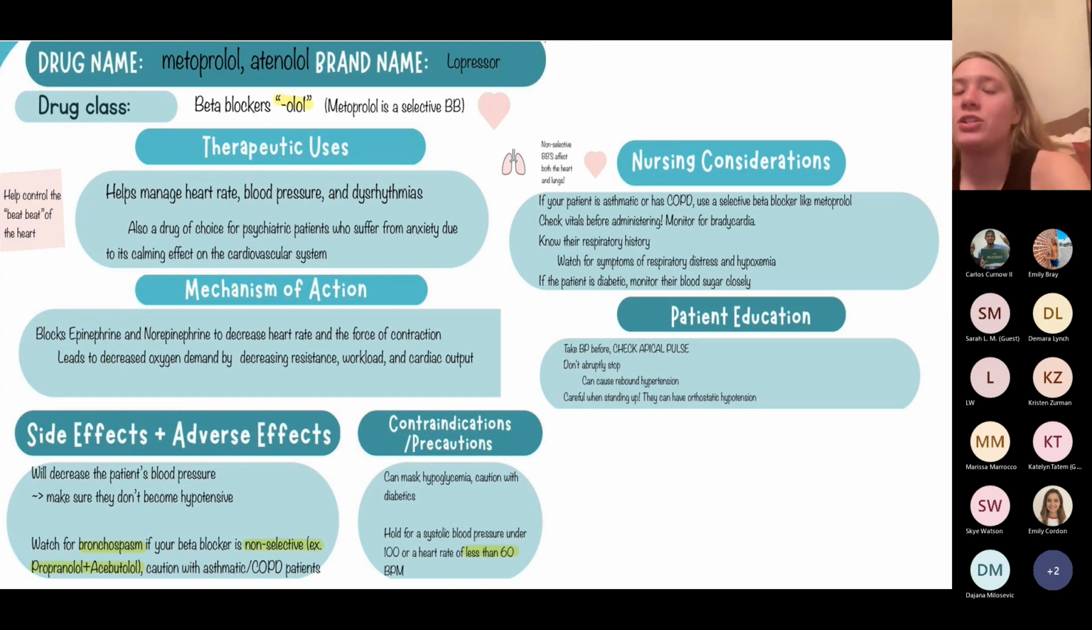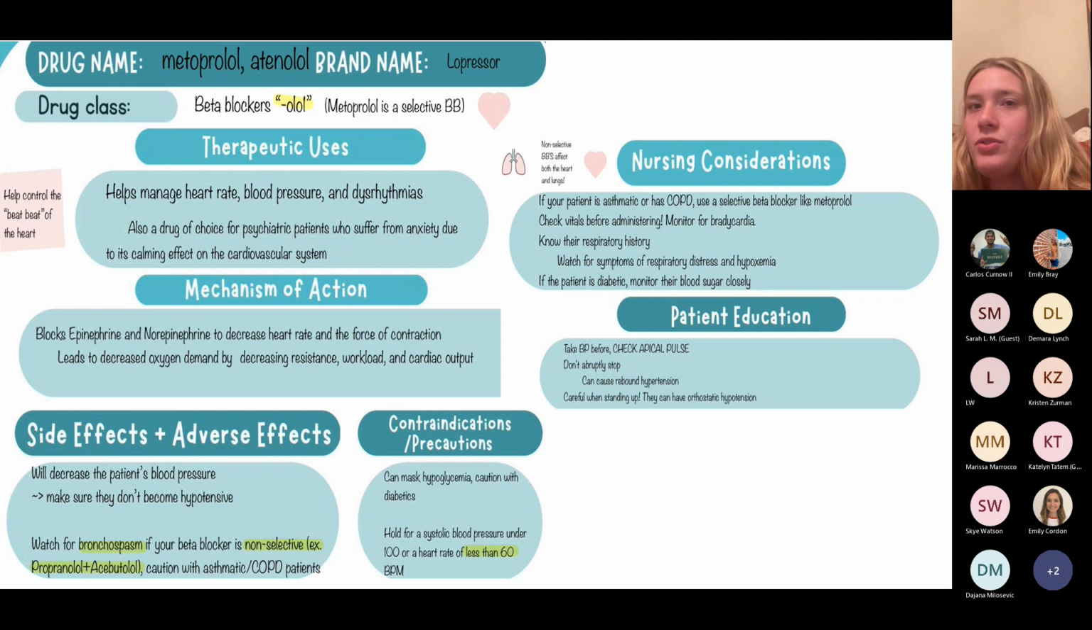So now we get to talk about probably one of the most common drugs used ever in the clinical setting and just used by patients day-to-day, and it's metoprolol or atenolol. These are our beta blockers. Specifically metoprolol is a selective beta blocker, meaning that it's only going to work on one thing. So just keep that in mind.